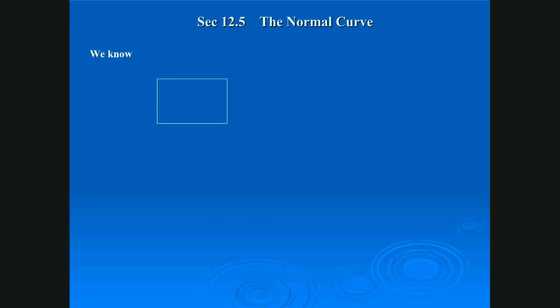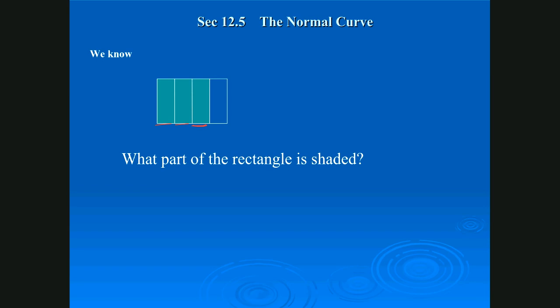I want to show you a way that if you know this, you don't have to memorize any formulas. What I did was I drew a rectangle, and I divided this rectangle up into 4 equal parts. And I shaded part of this rectangle. And so if we know the part of this rectangle that's shaded, there's 1, 2, 3 parts shaded out of the 4 parts. 3/4 of this rectangle is shaded. If we know that, then there's no reason to memorize any other formulas.